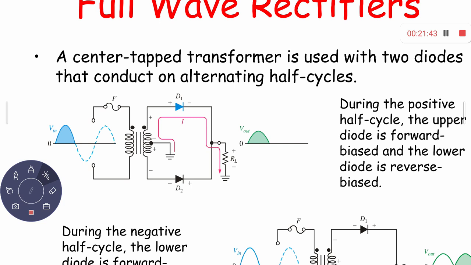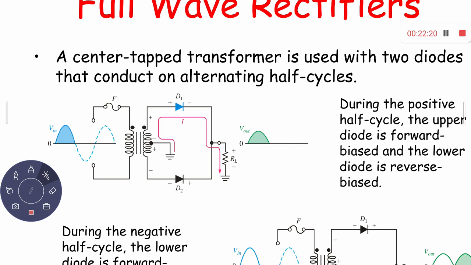Now since you have a second diode present in this particular circuit, let us see what happens during the negative half cycle. During the positive half cycle, this terminal is much more positive with respect to ground and this terminal is negative with respect to ground. Now what is the status of this diode? This is held at zero, this is held at negative. So anode is more negative than cathode. So this diode, D2, will not conduct during the positive half cycle. Clear? Yes, sir.